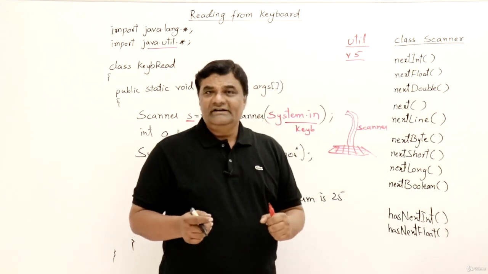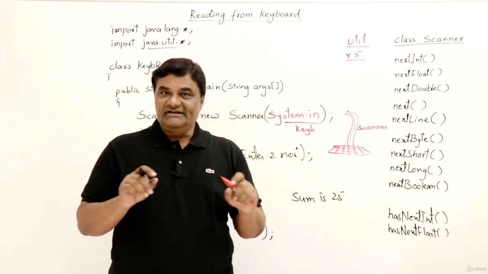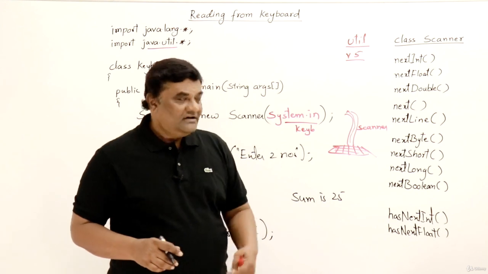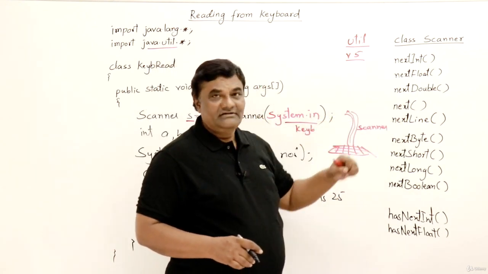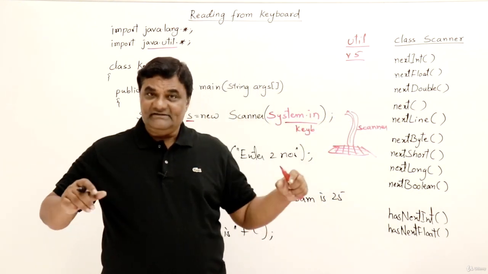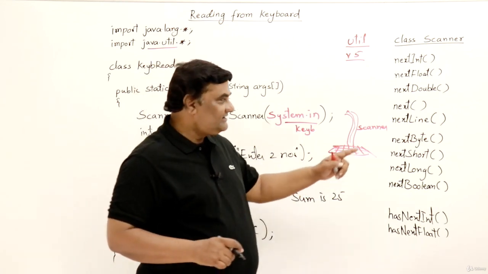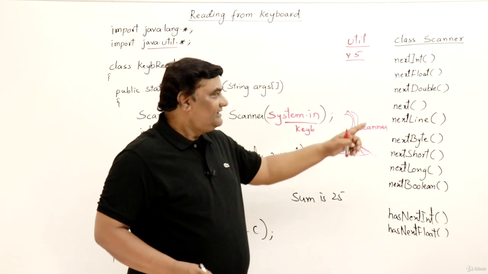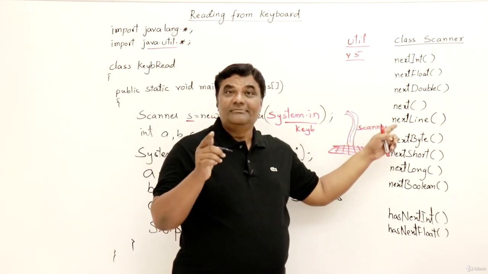Now, if you want to read a string, a set of characters, like a name or any word, then the method is next. If you want to read a sentence, a line, then there is a method nextLine. So it will read multiple words. This will read just one word. This will read multiple words.